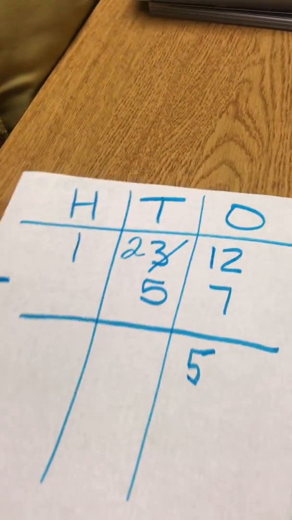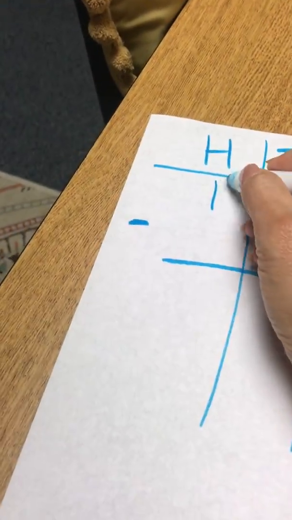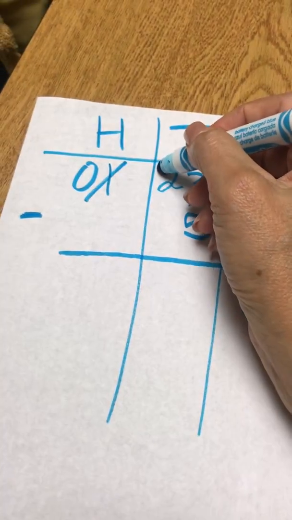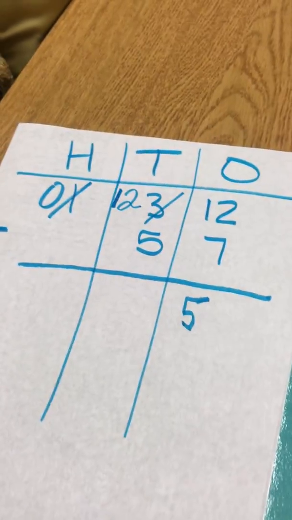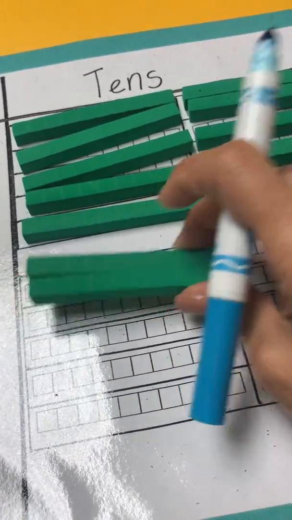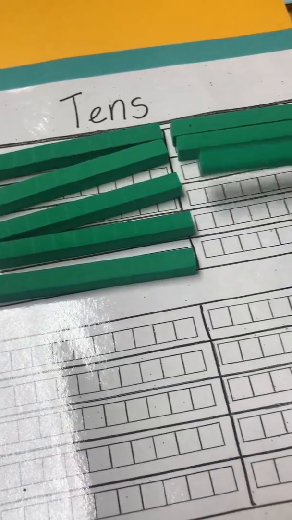So let's go to our number sentence, our algorithm. Do we have any hundreds? No, we traded those, right? How many tens do we have? We have 12 tens. Okay, now could we remove 5 tens? Yes, we can. So let's go ahead and do that. 1, 2, 3, 4, and 5.